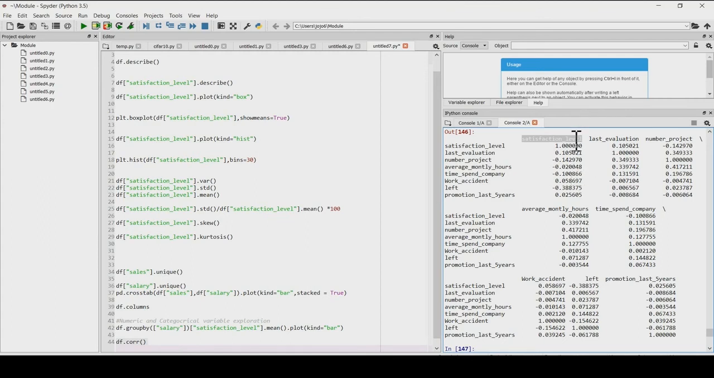Now the correlation coefficient between satisfaction level and satisfaction level, that is between the variable and itself, will always be 1. That's a perfect relationship, right? You can see that trend everywhere. So time spent with the company and time spent with the company, it's 1.